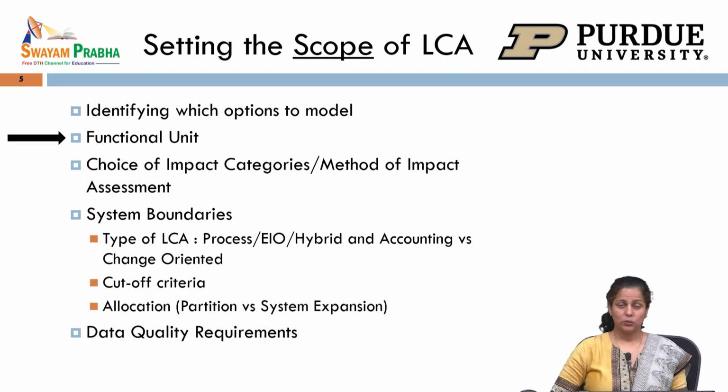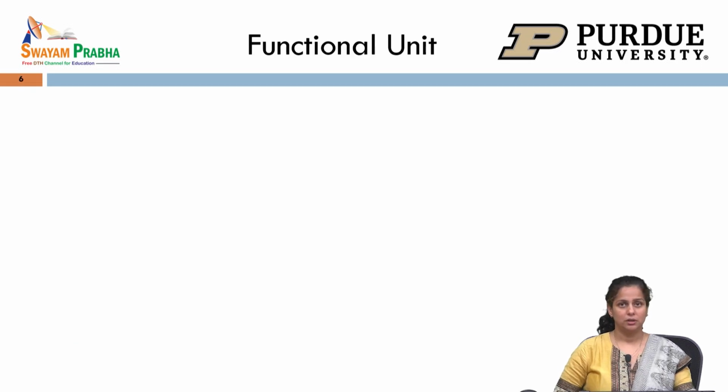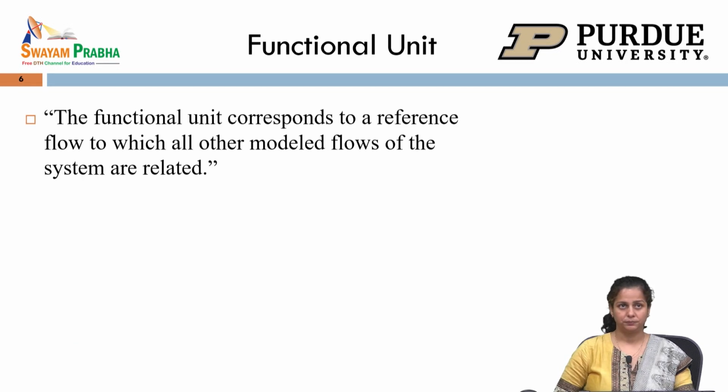The next step, which is a very critical step in your LCA, is functional unit selection. We will go into detail of what the functional unit selection means, and then we will see certain examples of functional unit selection. Functional unit. The functional unit in an LCA corresponds to a reference flow to which all other model flows of the system are related. In most cases, the functional unit is related to our final product.